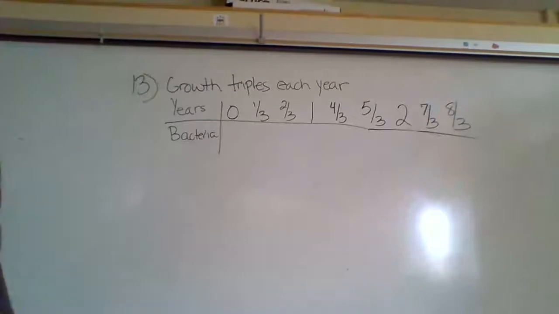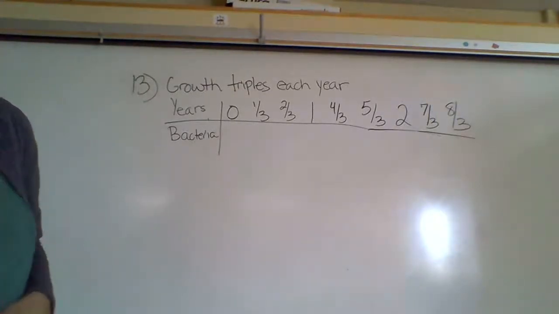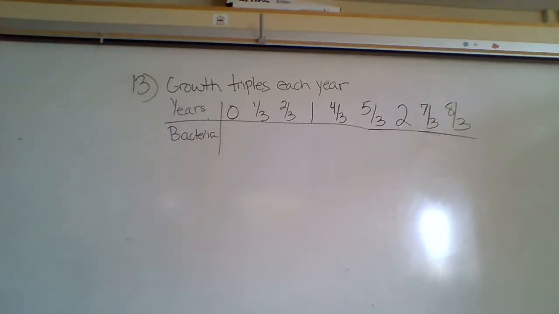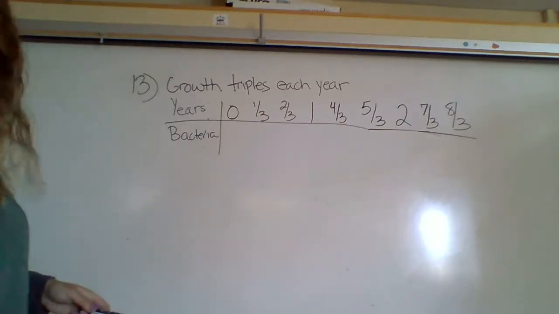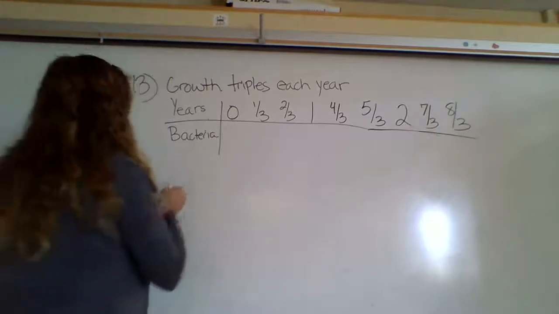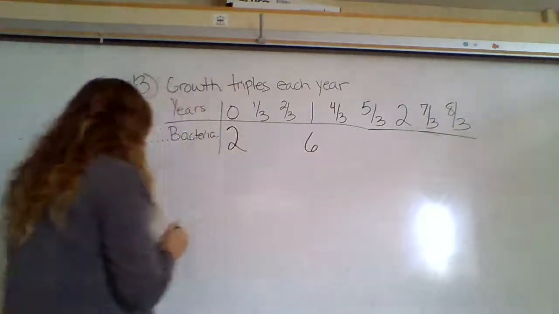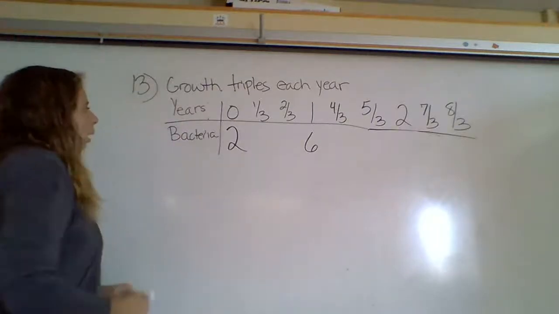Okay, so it says evaluate the expressions with rational exponents. Fill in the missing values of the table based on the growth that is described. They wrote in 2 and 6. Okay. They gave that to us.